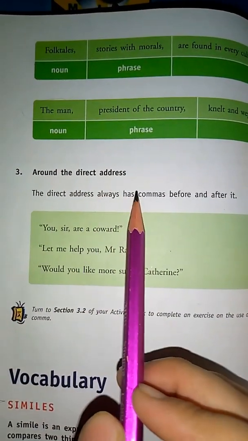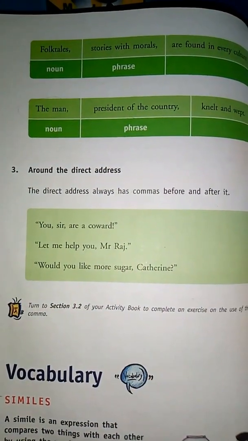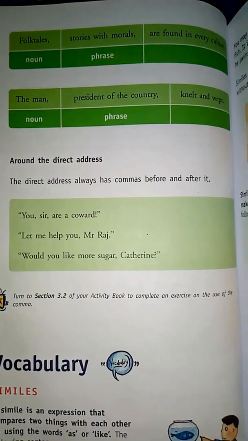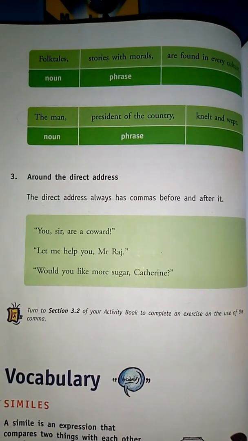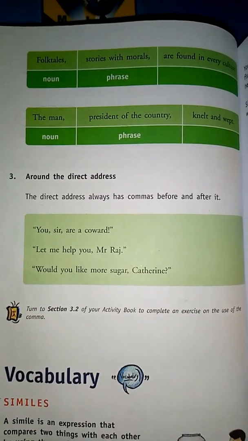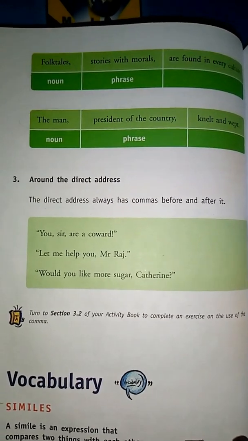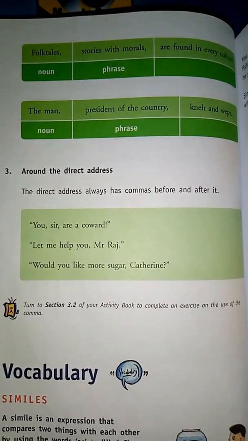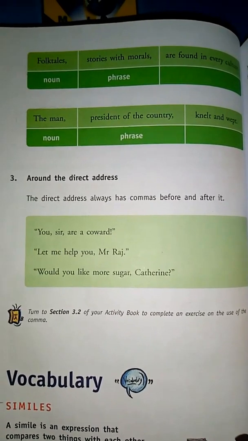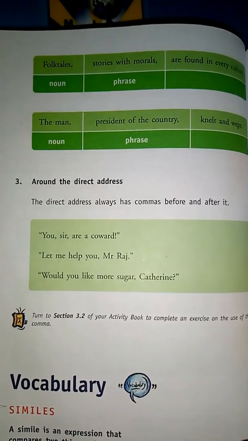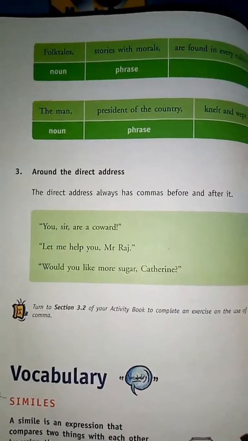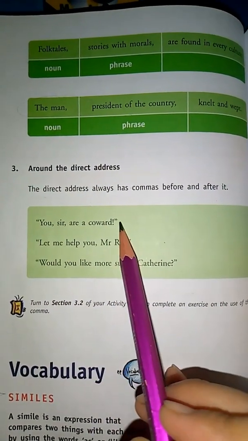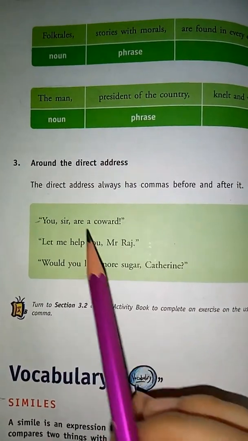Number 3, around the direct address. For example, you are talking to a person. The direct address always has commas before and after it, and you are telling him something. For example, I had said something, and you have to tell it to the other person. If you are using the exact words of mine, that will be direct speech. But if you are rephrasing those words in your own words, that will be indirect speech. So whenever you talk in a direct address or direct speech, you are going to use these commas. Take a look at the inverted commas.